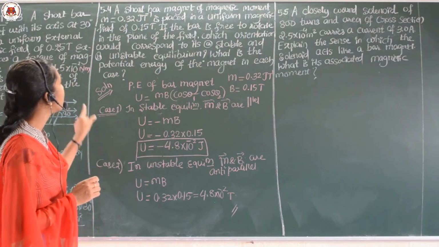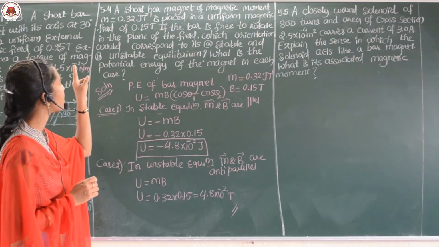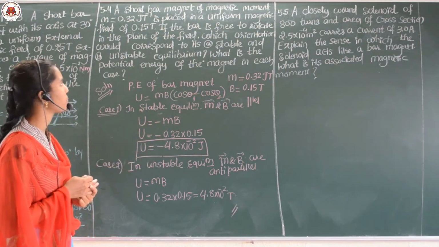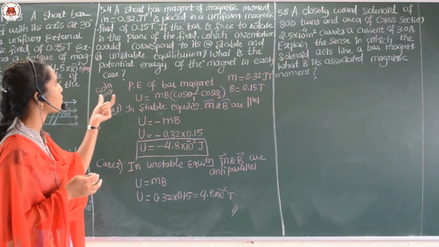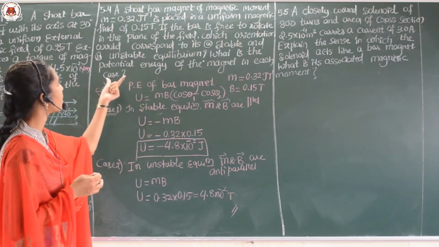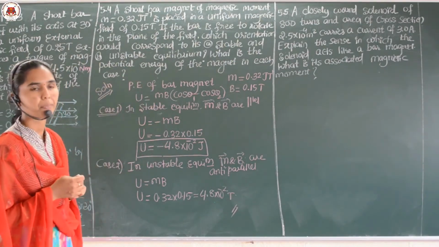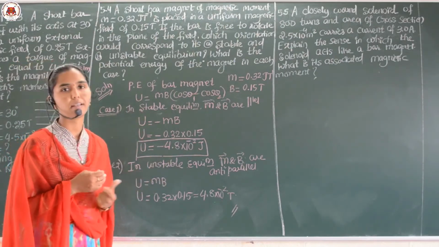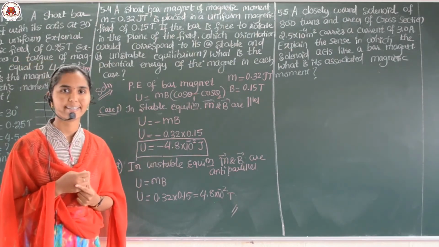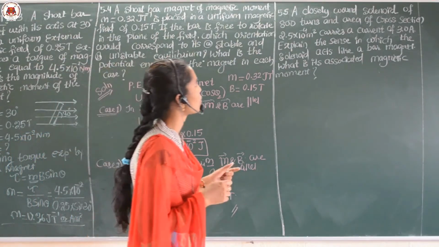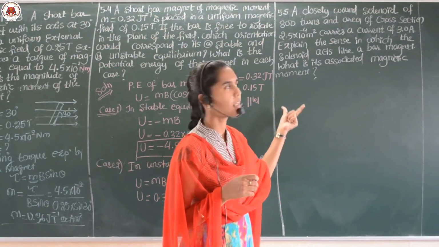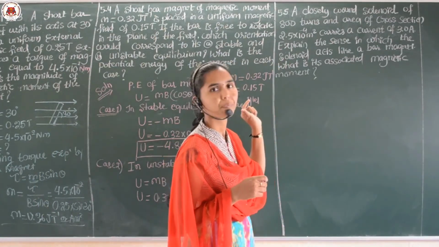So this is the numerical 5.4 in your NCERT. Which orientation corresponds to stable and unstable equilibrium? Stable means the first condition, unstable is the second condition. Am I clear? And let us move to another numerical of the NCERT, 5.5.